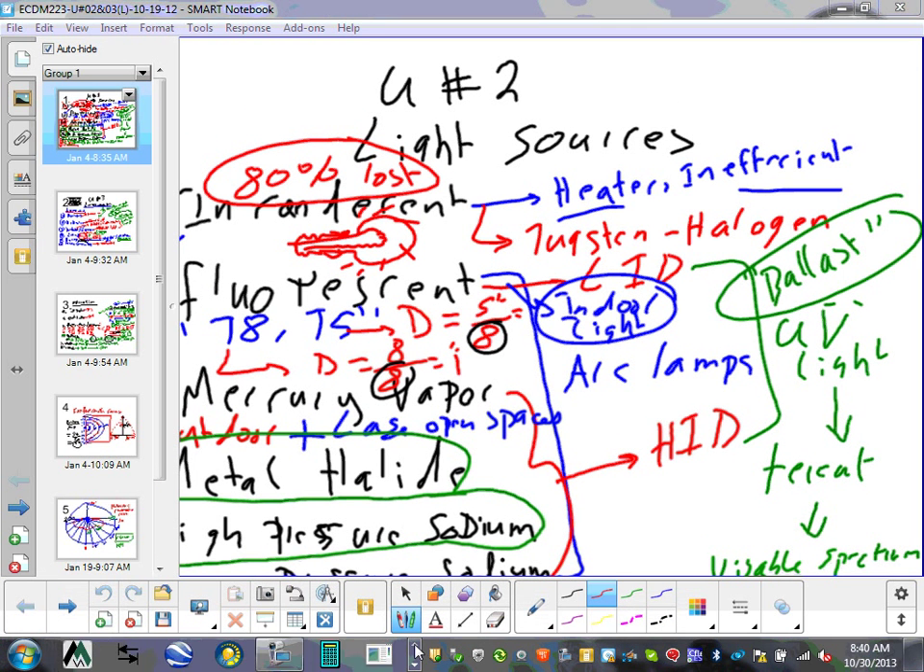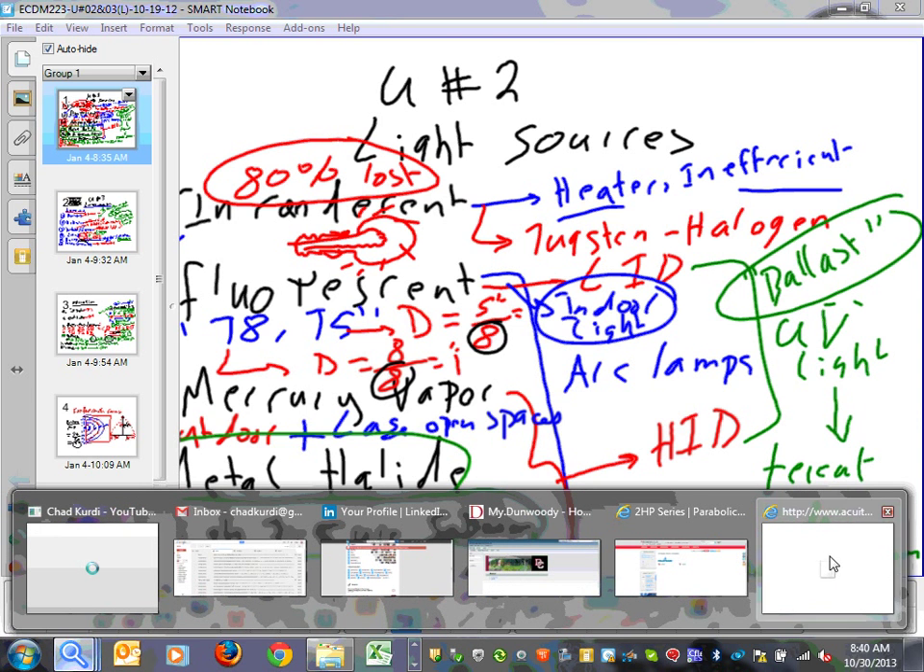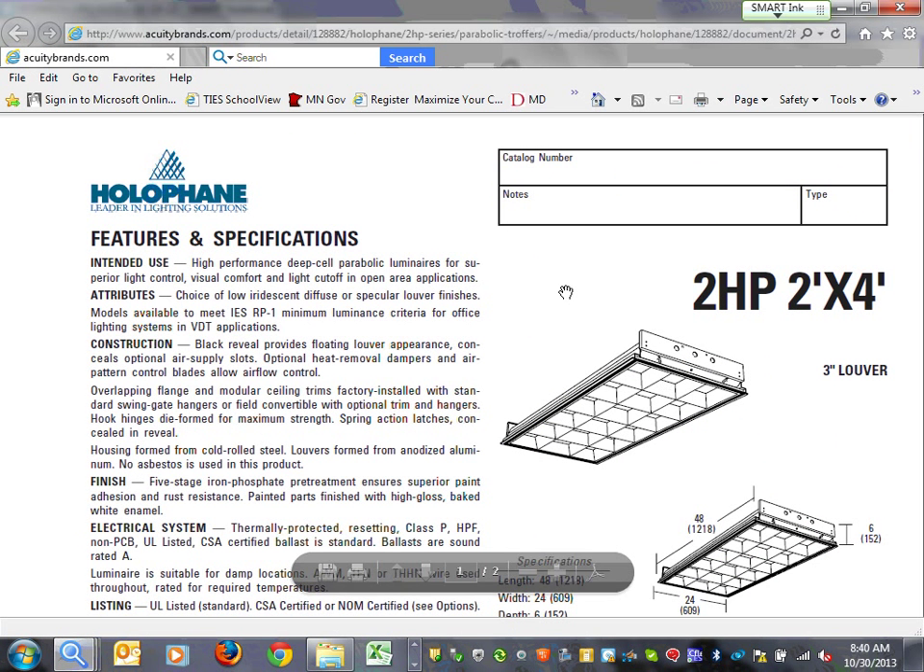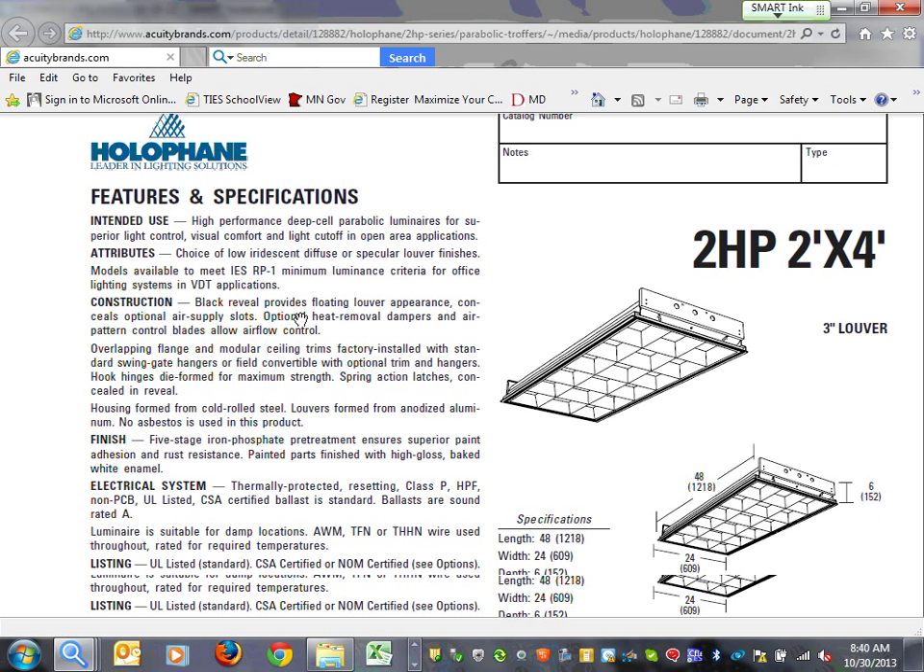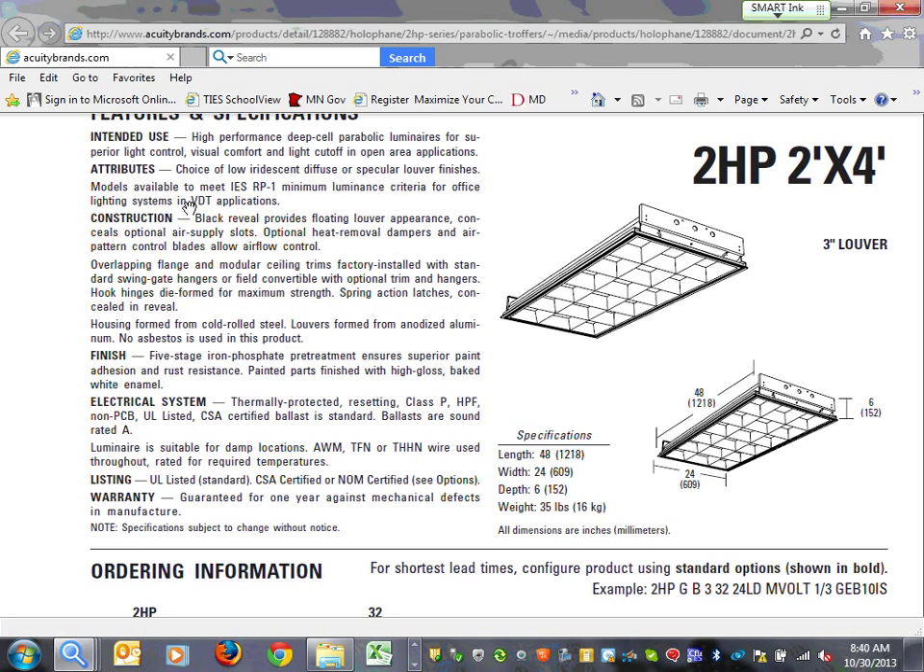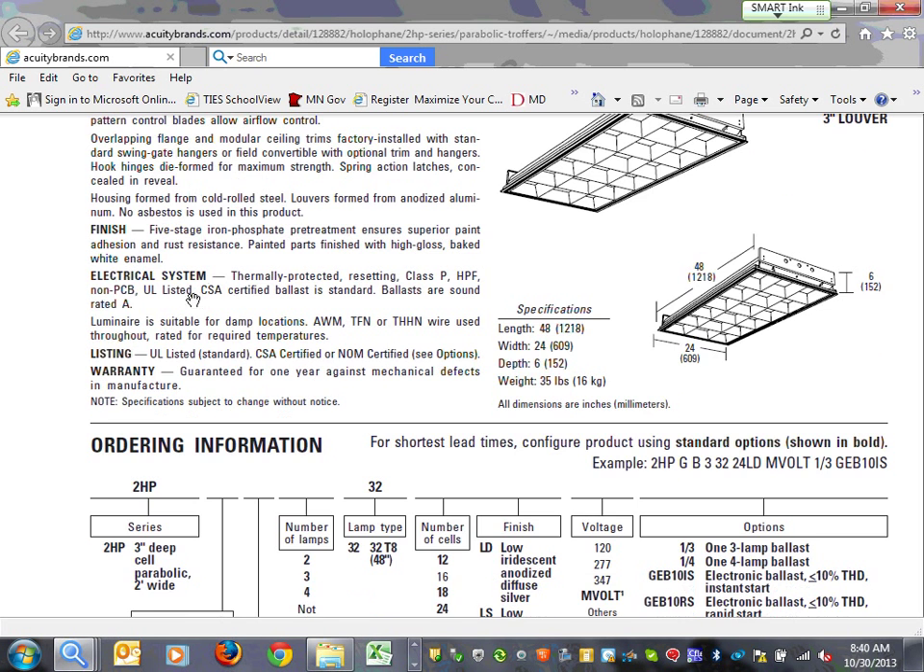Before I let you guys go, I have something here from the website. Okay, here's a fixture catalog from Hall of Fame, guys. This is a 2x4 fluorescent lighting fixture. This is what you guys are going to be doing for your friend Chad. Look at the intended use: high performance, deep cell, parabolic luminaire for superior light control, visual comfort, and so on. This is an office type fixture, probably. Construction, finish, and so on, system, lighting.